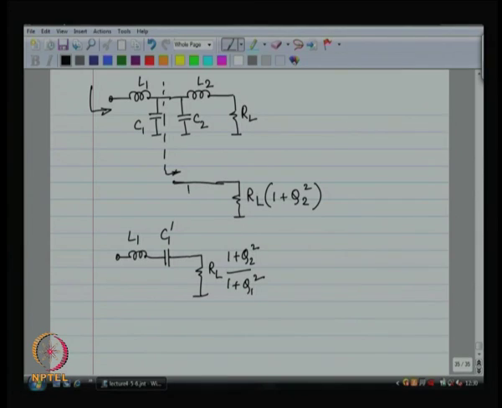If both Q 1 and Q 2 are large, then certain approximations can be made. L 1 and C 1 prime is a little different from C 1, but as long as Q is large, C 1 is almost equal to C 1 prime. Similarly, C 2 is almost equal to C 2 prime. I am sorry, L 2 is almost equal to L 2 prime. So, L 2 prime has to resonate with C 2, and L 1 has to resonate with C 1 prime.